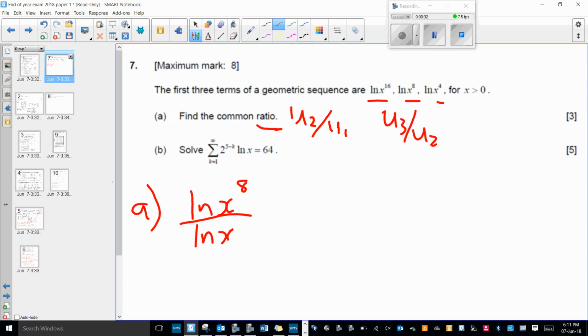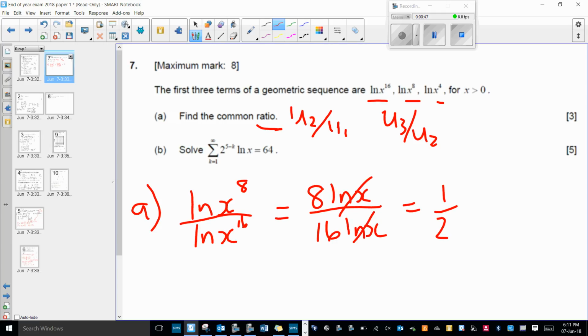We now have to remember our laws of logs. If we have a log with something to the power, that power can come in front. We then are able to cross out the ln x. So our common ratio is 1/2.